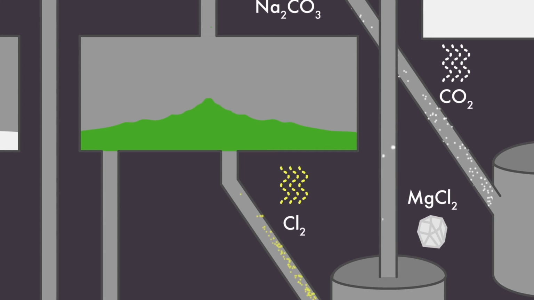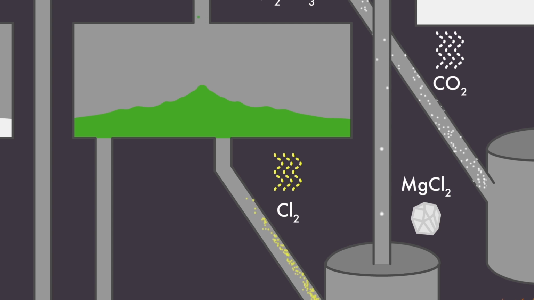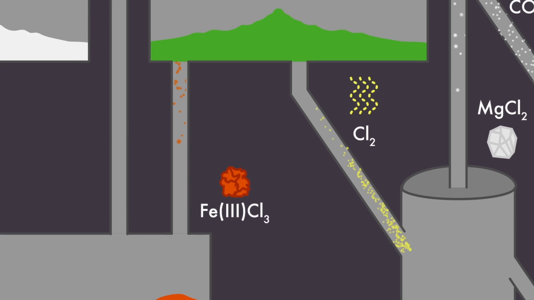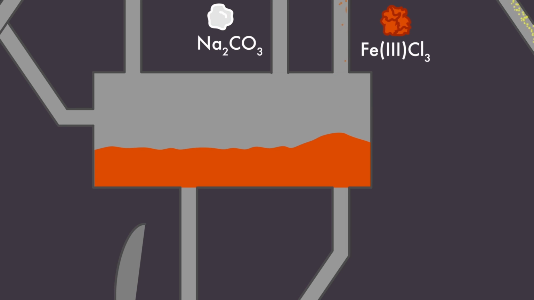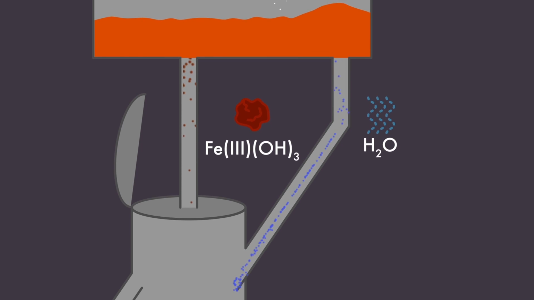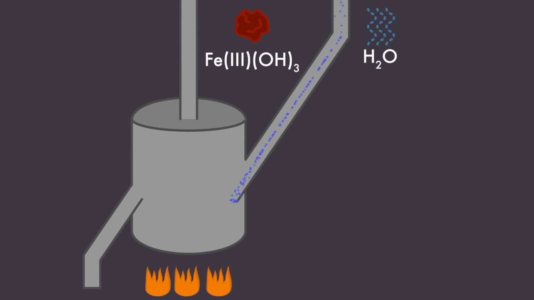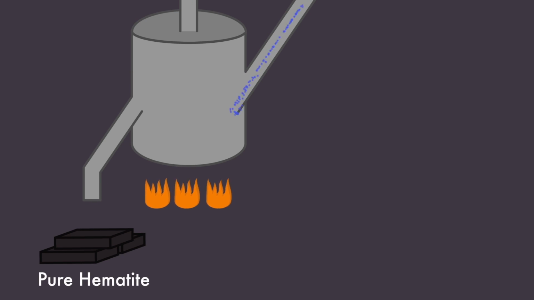When you combine the chlorine gas that's burned off the magnesium with the iron 2 chloride you got from the olivine, you get iron 3 chloride. At this point, sodium carbonate and water are added to the iron 3 chloride. This combination produces ferric hydroxide. And when you put ferric hydroxide in a dryer and cook off the water, you're left with pure hematite.